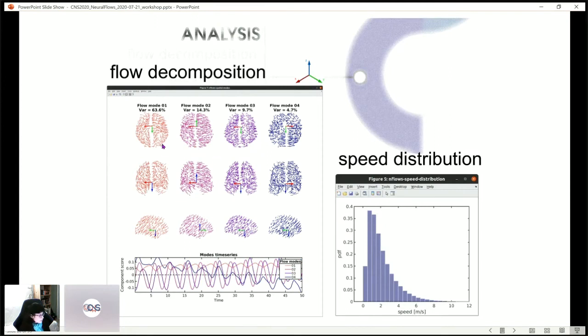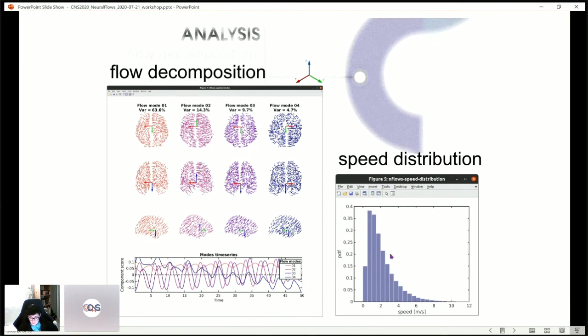And in this example, which you have in the toolbox and can run, we will see that the most representative mode is a rotating wave, where it has the center of rotation on the right hemisphere here. And the second most common mode is a traveling wave, where the activity is going from the right hemisphere toward the left. And then the modes that follow have more diversity in terms of where the vectors are pointing.